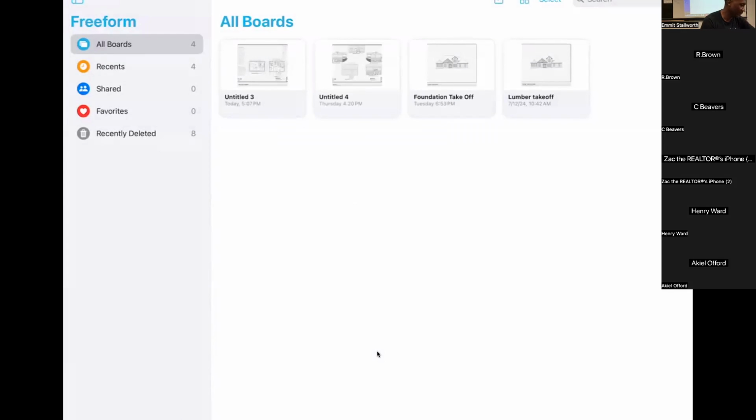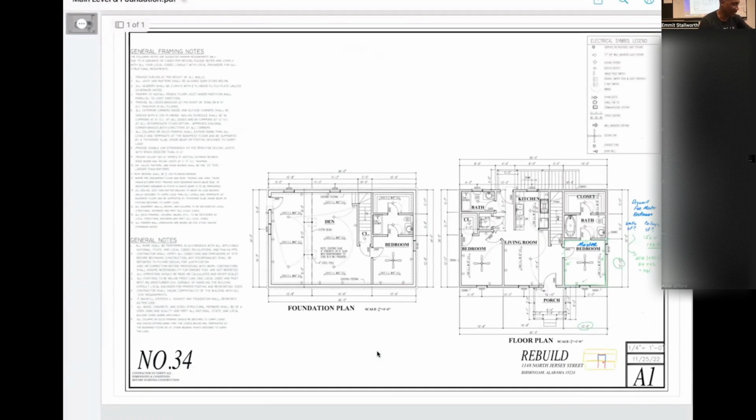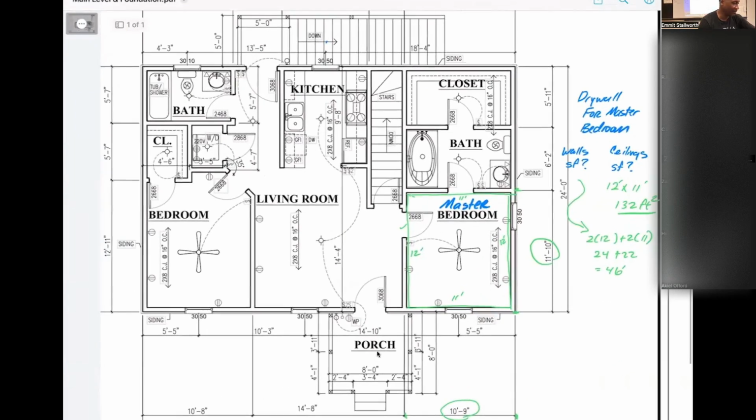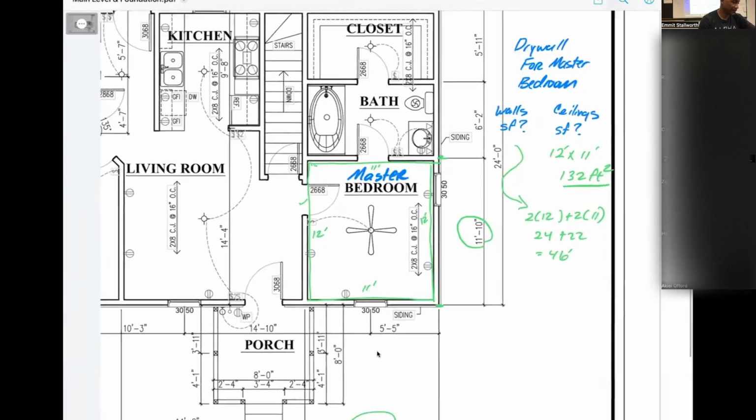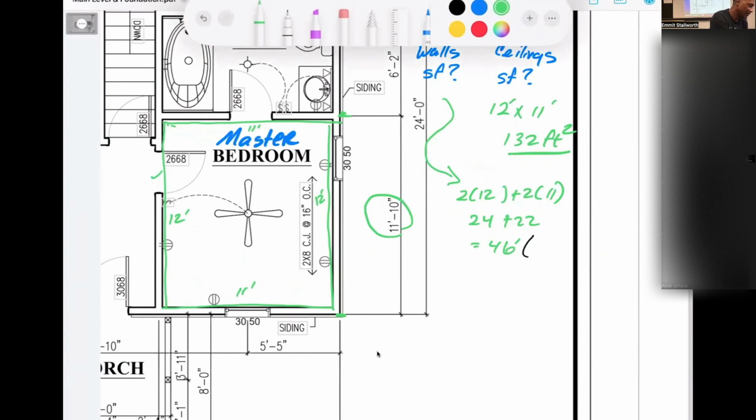So I'm going to go back here and grab this guy again. All right, so there we go. The height is going to be 8 feet. So we're going to multiply this guy right here times 8 feet, and we can punch that in. So we got 46 times 8. That's 368. That's feet squared, right?